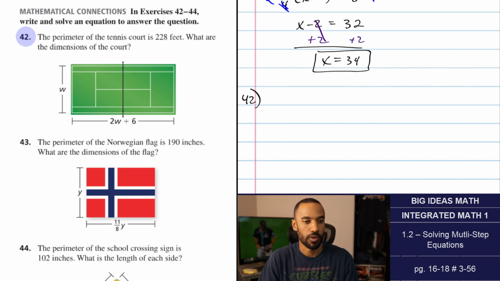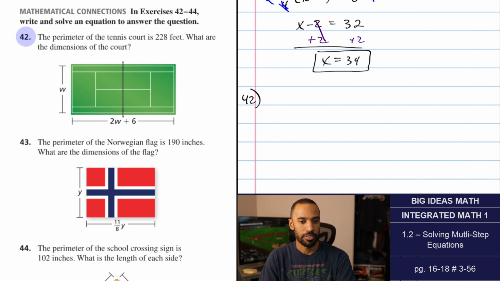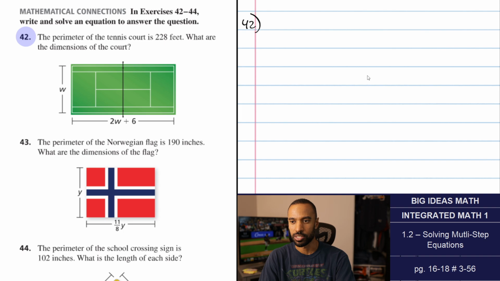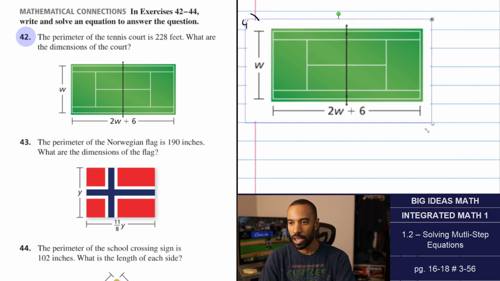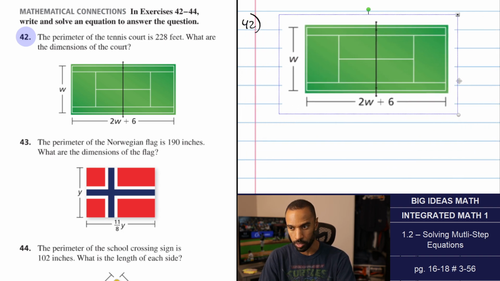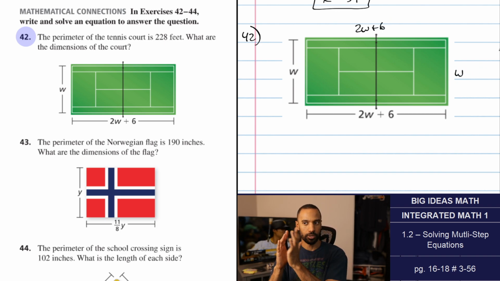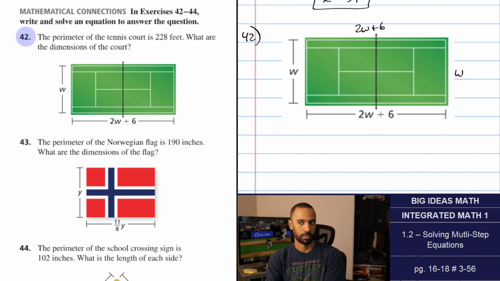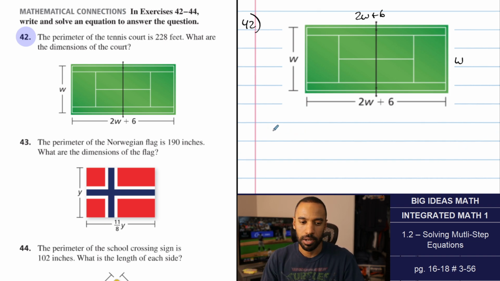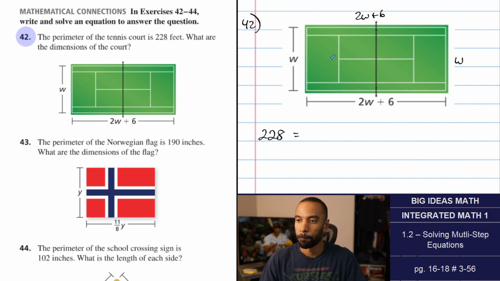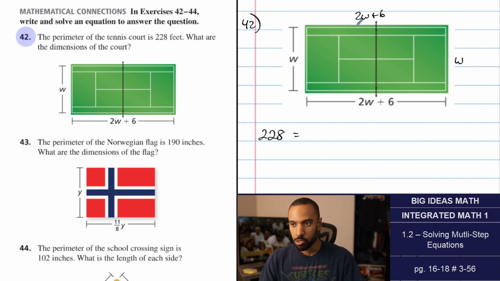Okay, a perimeter, first of all, the court is rectangular. Second of all, a perimeter is the sum of the lengths around the court itself, so all the sides. So in being a rectangle, that means opposite sides are equal to each other. I don't know if you know that property, but I think you can understand it. If this is 2w plus 6, so is this. If this is w, so is this. So you have two options on how to write the initial setup. Perimeter is 228. Perimeter equals this plus this plus this plus that.